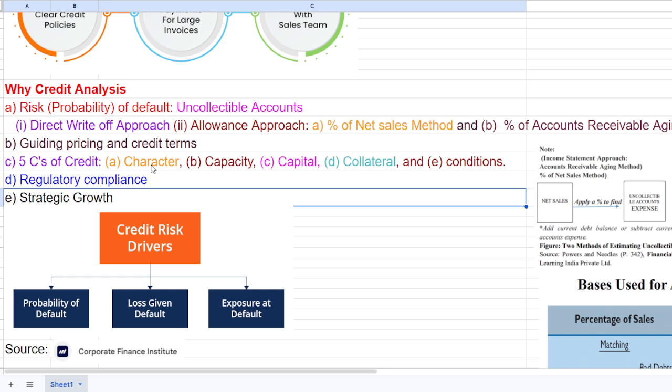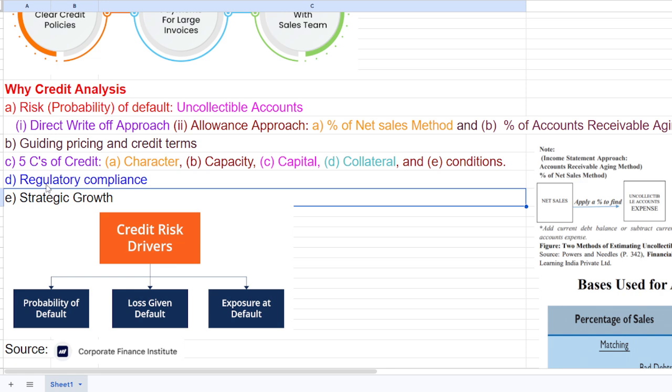The next one is capacity. We have to check the customer's capacity to meet the financial obligations, the dues. Capital is the capital position, the net worth, that is, assets minus liabilities. What about the net worth position of the customer? Collateral is the security part. And conditions are the overall economic conditions, the financial condition of the customer.